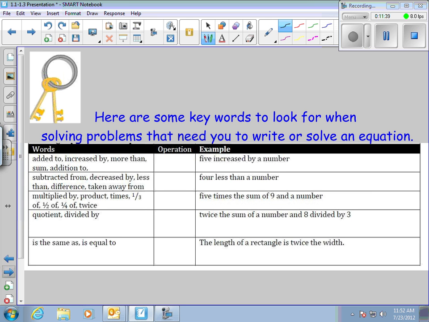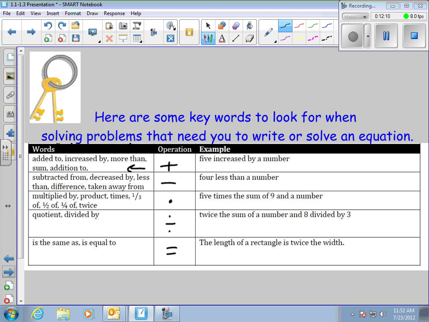Okay. Keywords. Basically we have addition here and all the words that are correlated with addition. Subtraction, decrease, less than, that's, like we said, subtraction. Multiplied or product, multiplication here. Quotient or divided by, you can write it as a fraction or use the division symbol. Is the same as or equal to, equal sign. I guess I'll do one of these. I'll do the last one for you.